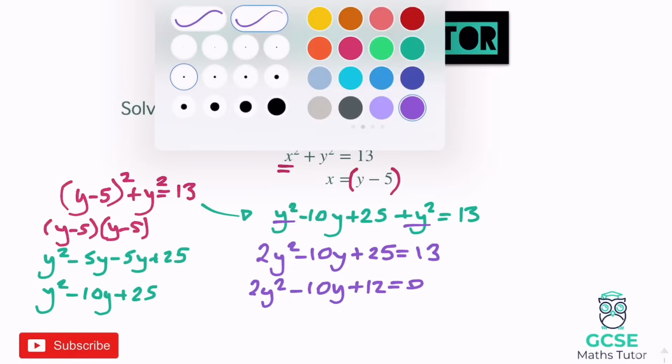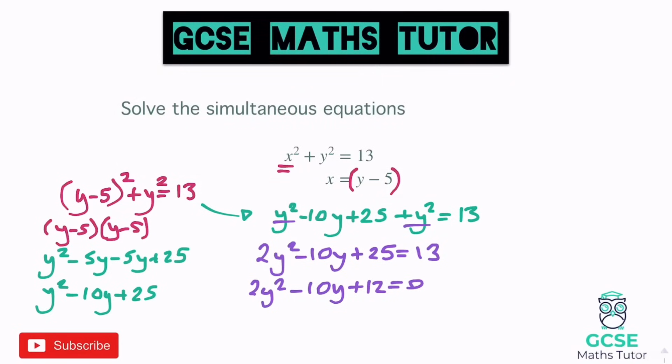Right, now we can solve this. Now we can do this in two ways. I can solve it from there, or I can have a look at all these numbers. Now all these numbers, or all these coefficients of y squared, the coefficient of y and the number at the end, they're all even. So if they're all even, we can divide both sides of this equation by 2.